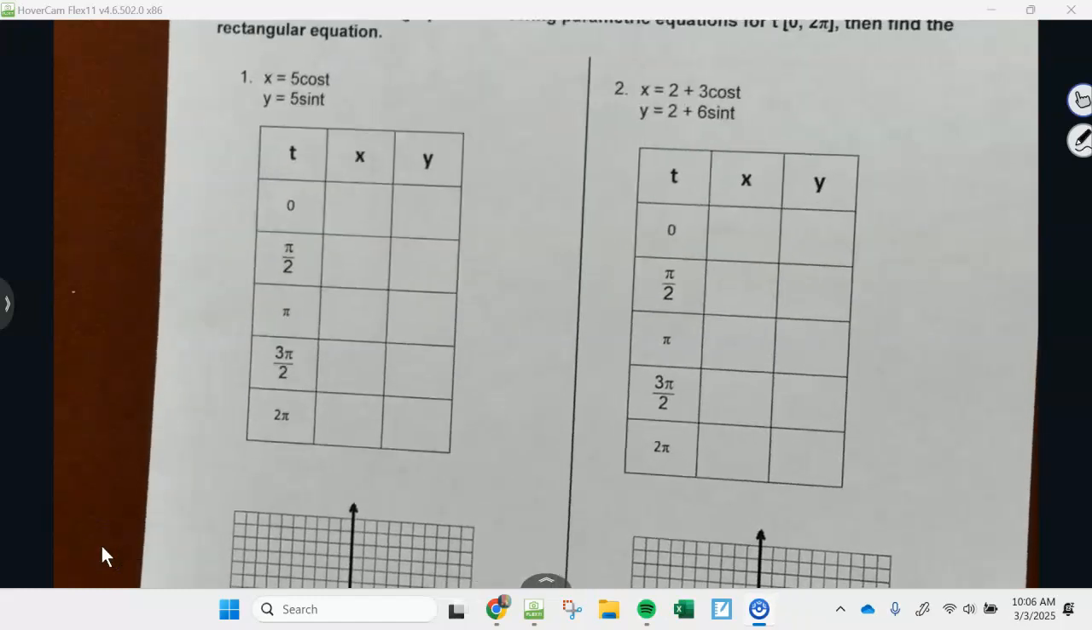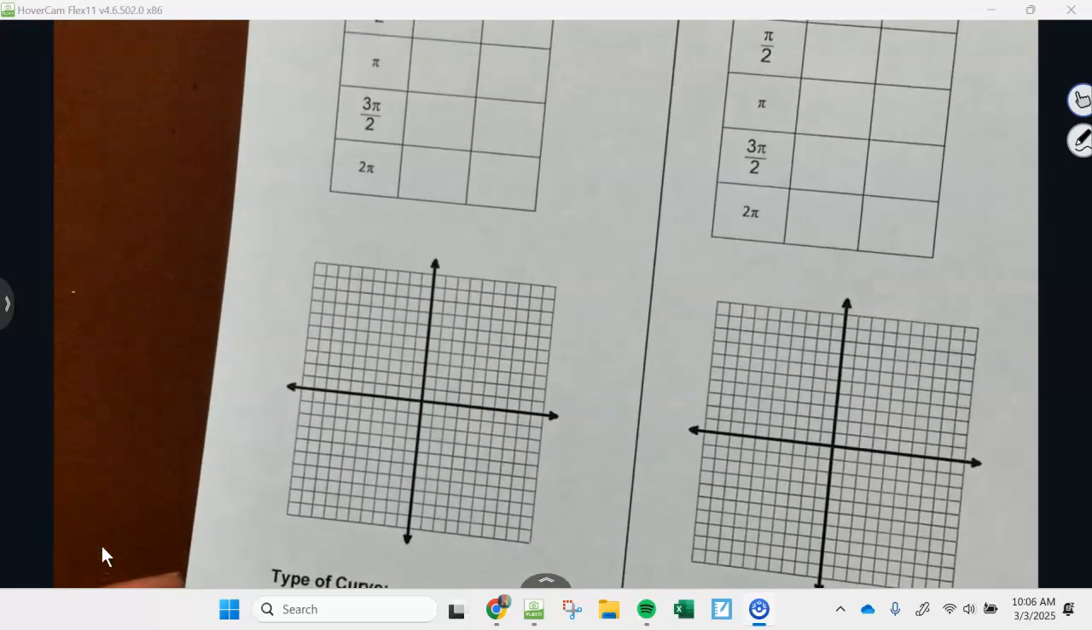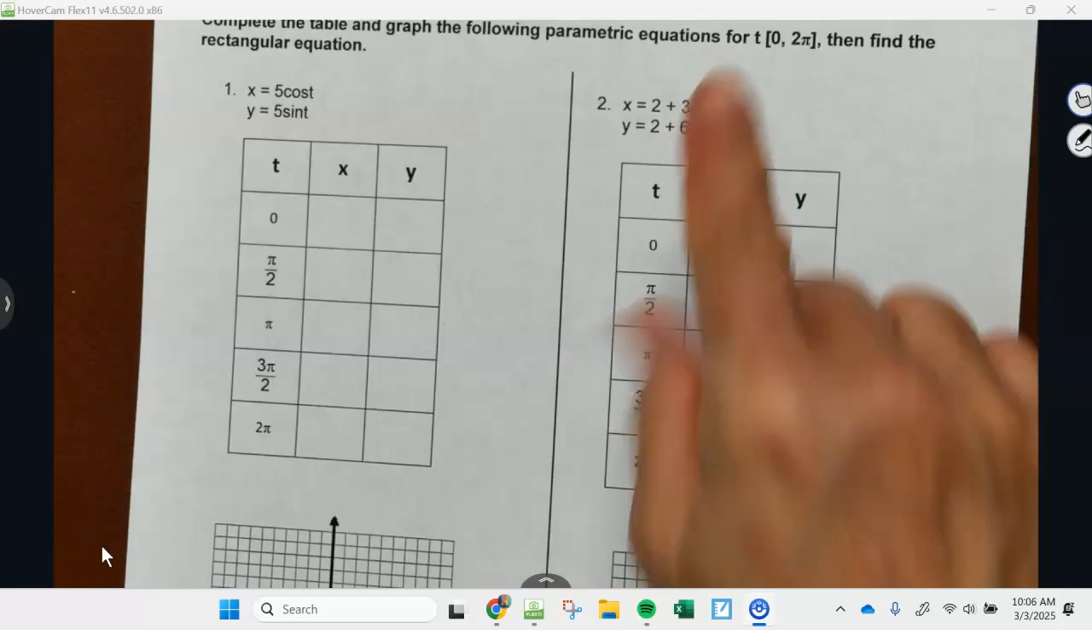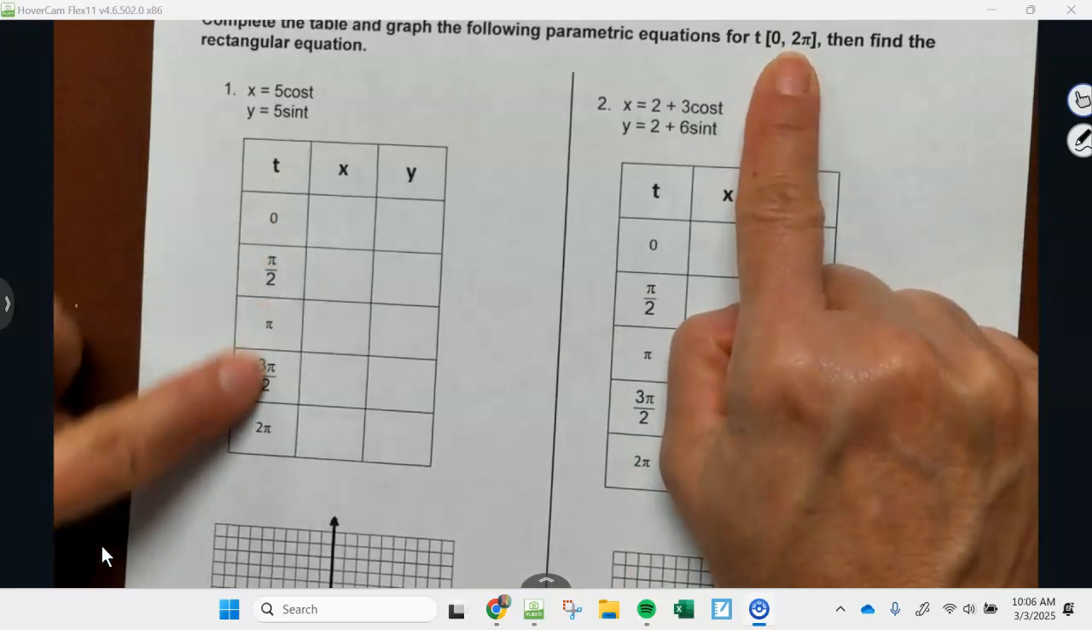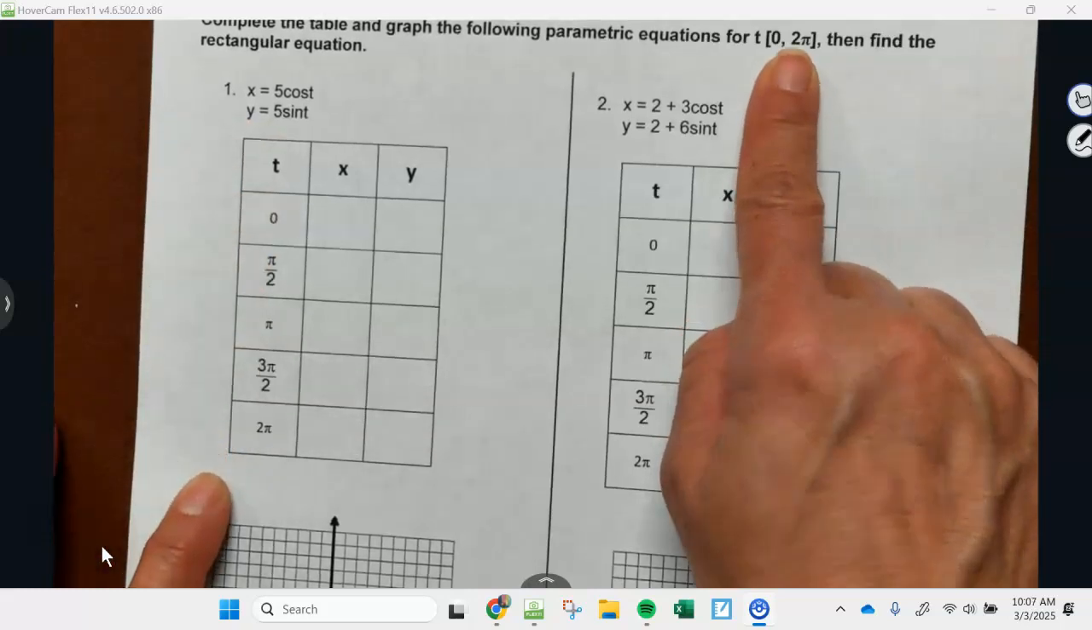You notice, same kind of format. I have 3 columns here. I'm going to be graphing something down here. And I do have the domain for t given, but they did not write it in interval. Well, they did. It's right here. But they told me the problem has specific points that I'm going to find.